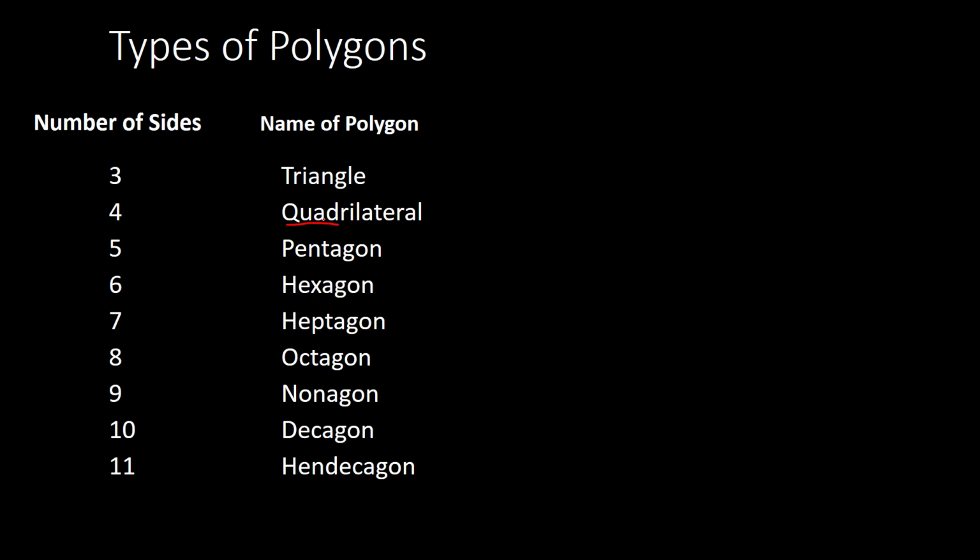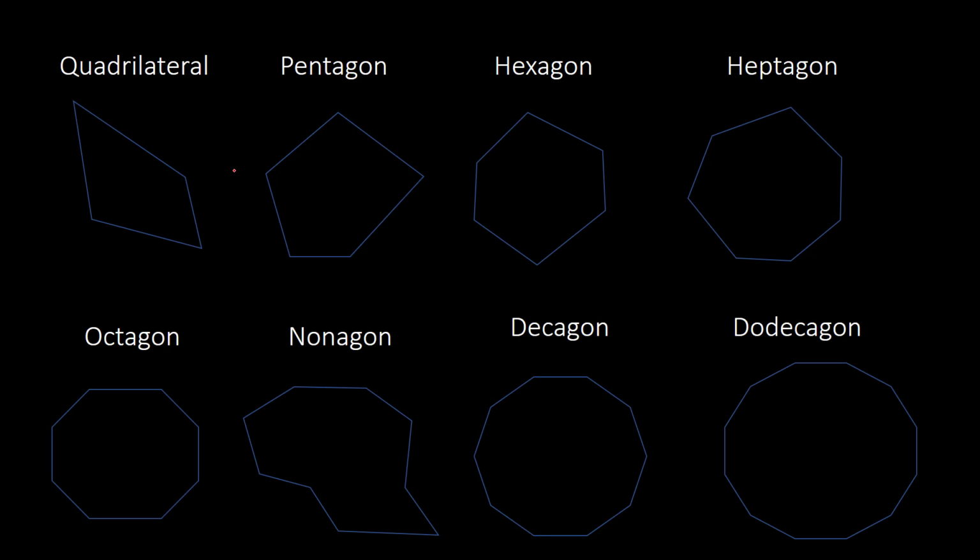11 we call a hendecagon. And 12 is called a dodecagon. So all of these prefixes at the beginning of the word kind of signify the number of sides, where penta means 5, hex means 6, hepta means 7, octa is 8, and etc. So to help you visualize each of these, here's a picture of the different types of polygons. Here's a quadrilateral having 4 sides, pentagon has 5 sides, hexagon 6, heptagon 7, and etc.